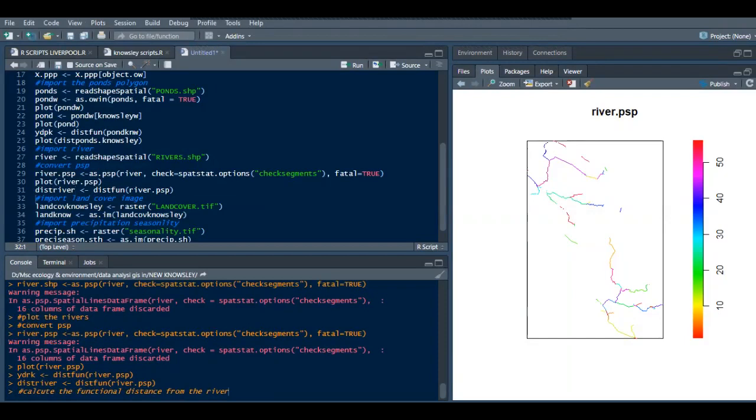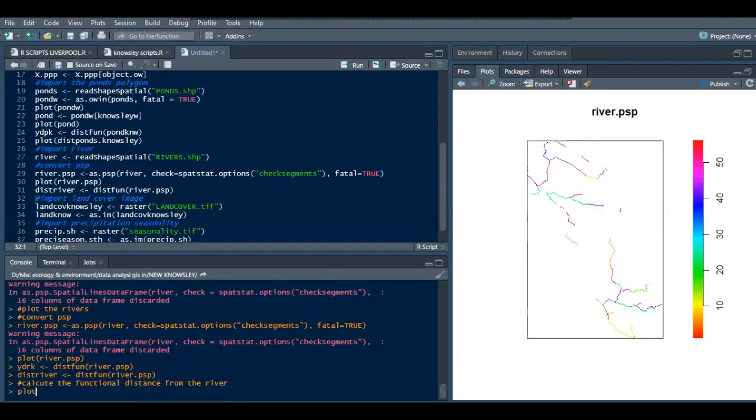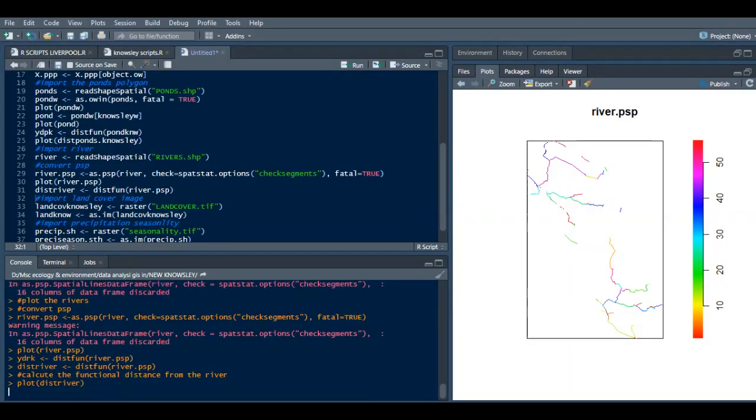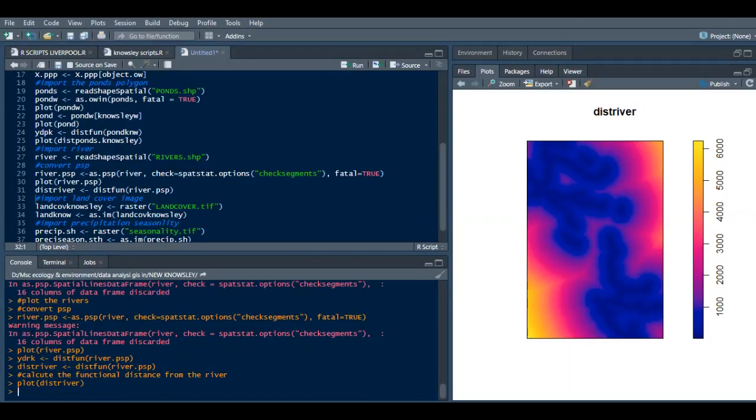Let's plot this now and look at this river. I named it this river, right? Correct. So it is now with different RGB values. You can see from the concentrated blue, it is a shorter distance from the river. As you move away from the river, the RGB value changes the colors. See? And therefore that means further away from the river, the distance increases.